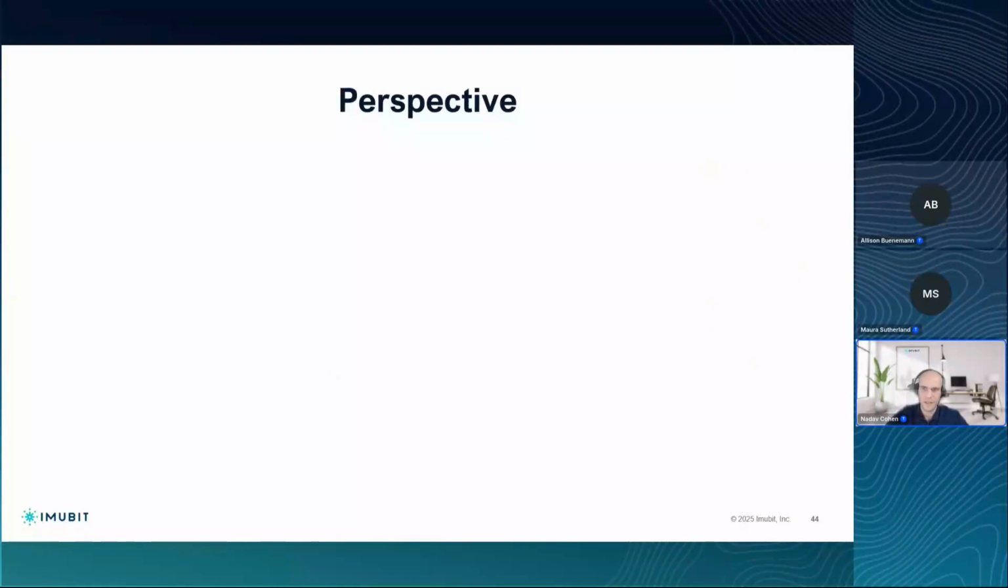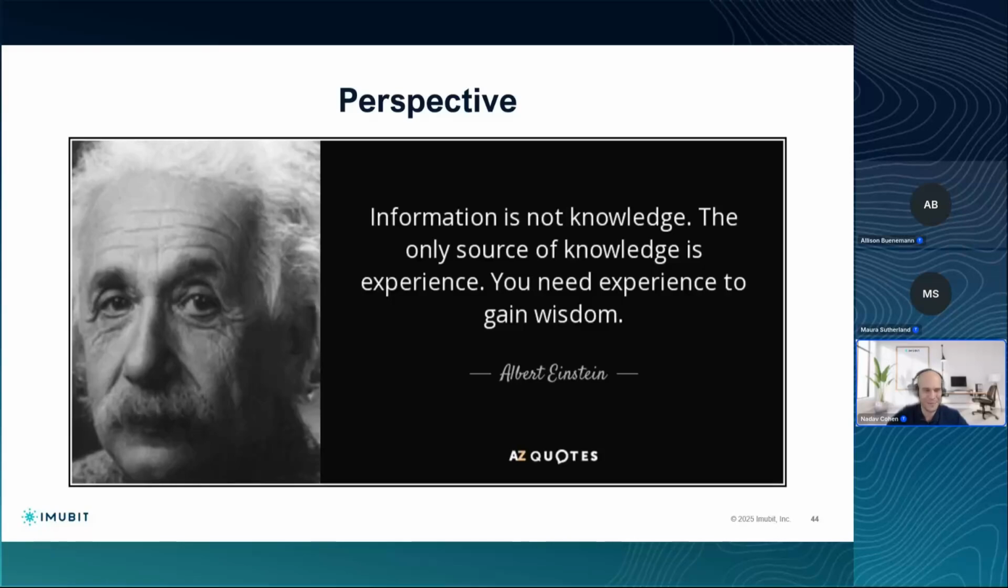And now just a concluding word, perspective, that's actually not exactly mine. I'm plagiarizing it, but if I'm doing so, it might as well be from Albert Einstein. And what he says is that information is not knowledge. The only source of knowledge is experience. You need experience to gain wisdom. So I'm not sure what concrete example Einstein had in mind when he said this, but the way I interpret this saying is as follows.